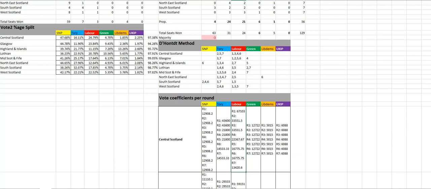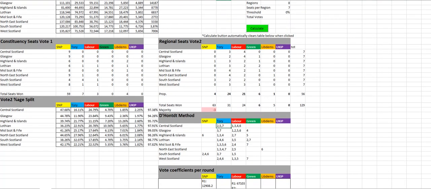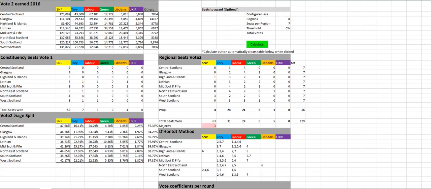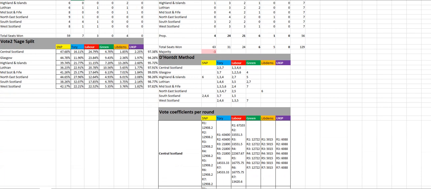At the start of round 2, SNP again, they didn't move, 12,908. The Tories were 43,600. Labour 33,500 and odds. Greens again, they've kept their same value. So the winning party for round 2 was the Tories. The Tories got allocated a seat, and again the Tories get their divisor changed. They originally had no seats, so they now got 1. You add 1 onto it, which gives you 2, so their total is 43,000 divided by 2, and that's applied for round 3. So the Tories have moved down to 21,800.